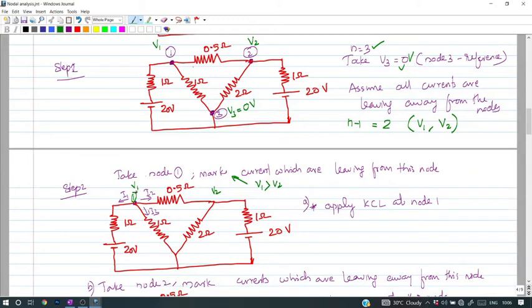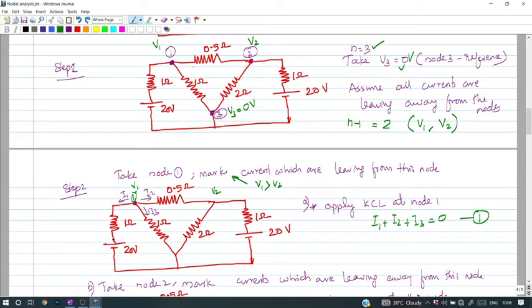So since V1 is assumed to be greater compared to V2, all currents are leaving from this node. Since leaving currents are taken as positive currents, when we are applying KCL, their sign is positive. So applying KCL, I1 plus I2 plus I3 is equal to 0. So this is the KCL equation when we are applying KCL at node 1.